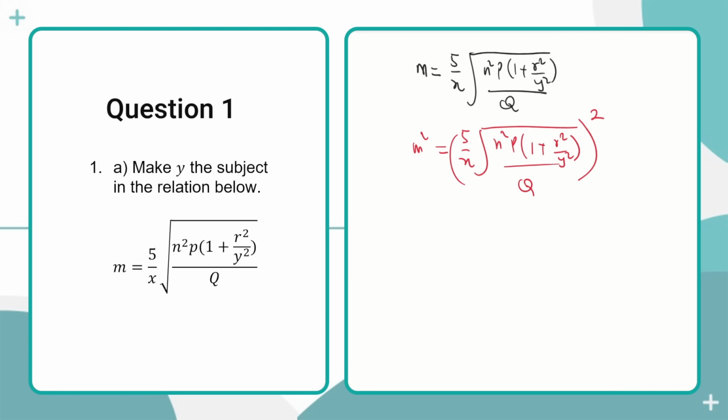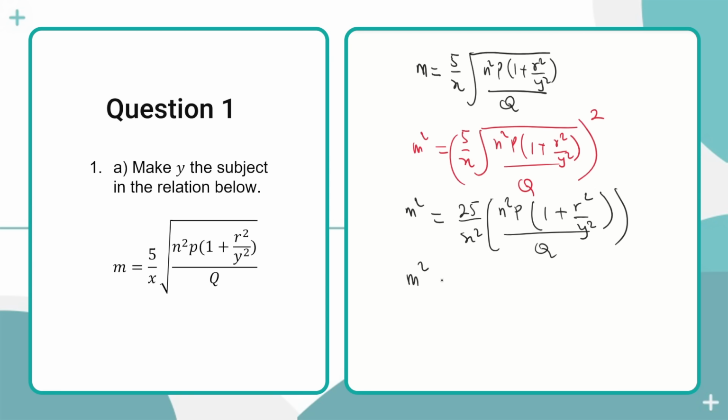So this implies that we have m squared, 5 squared equals 25, and then the square of x is x squared. Then the square root will cancel out with the square, so we'll be left with n squared p, bracket open 1 plus r squared all over y squared, bracket close, all over q. So once we have this, all we need to do is multiply the numerator 25 by the numerator, then multiply the denominator by the denominator.